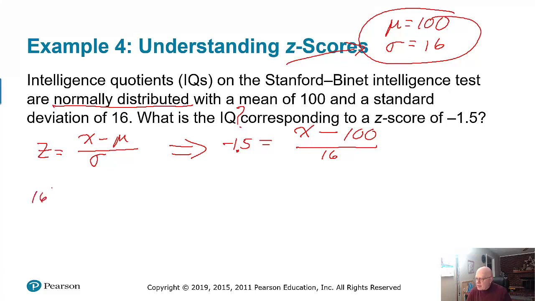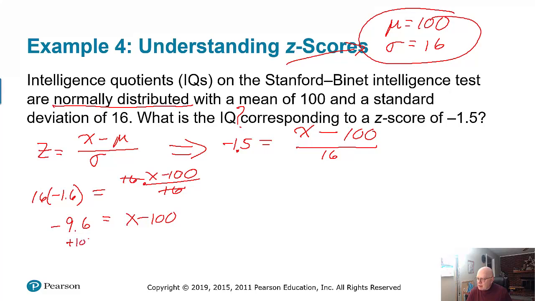So 16 times negative 1.6 on the left side, and 16 times x minus 100 over 16. These 16s will cancel. You'll have negative 9.6 equals x minus 100. Add 100 to both sides. And x, oops, that wasn't supposed to be negative. Yes, it is. Negative 9.6. So add these two together and you'll have 91.4.